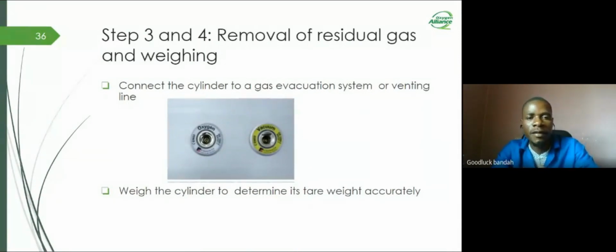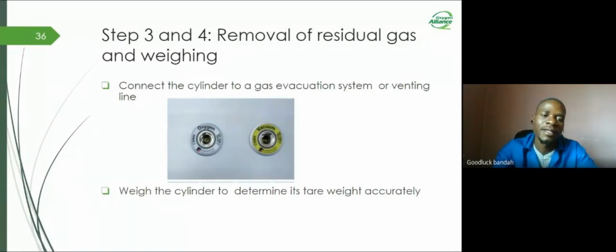Before refilling a cylinder, it's very important that you remove all the gases from the cylinder. This will make sure that you have removed all the impurities from the cylinder. So you can connect to an evacuation system, or you can connect this to a venting line.